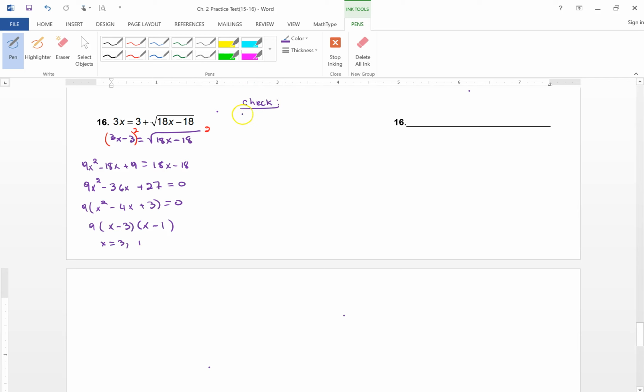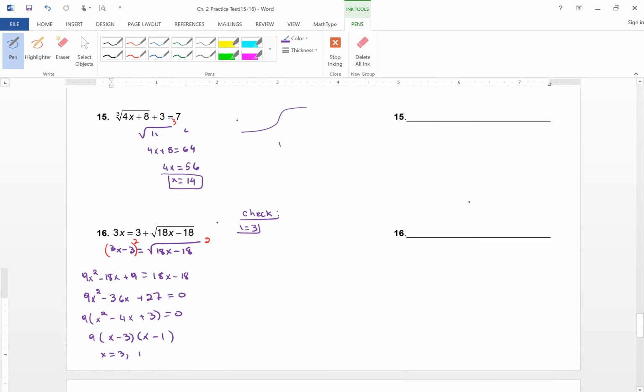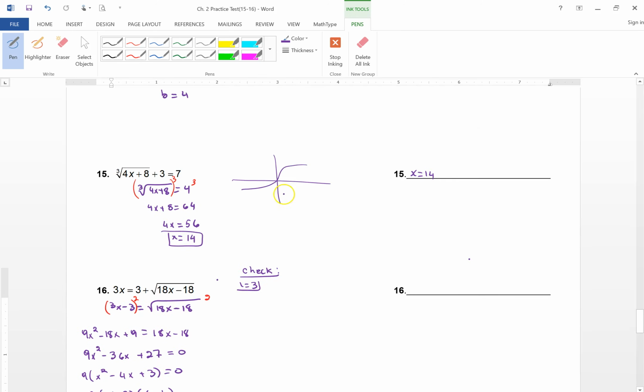All right, so let's check x equals 3. Whenever you have a root equation, you must check. Only roots. Okay? So we talked about 15 at great length, right? It's a cube root, meaning the domain is all reals. So whatever answer you get is going to work because you have no restrictions on the domain. Because this is what it looks like, right? Meaning it's continuous everywhere.